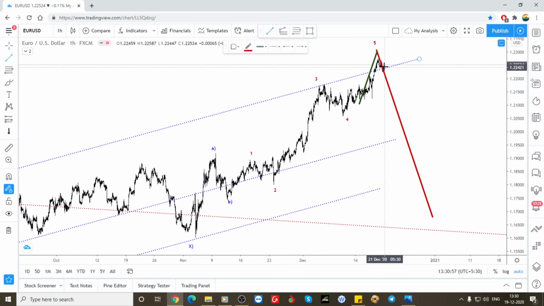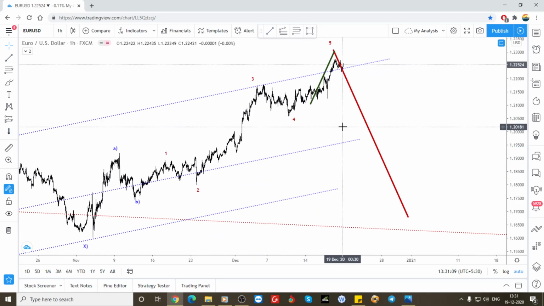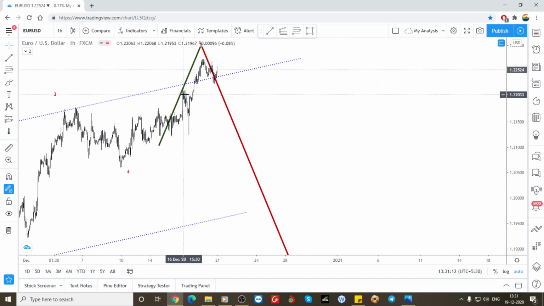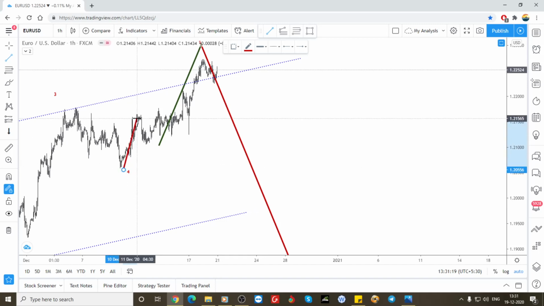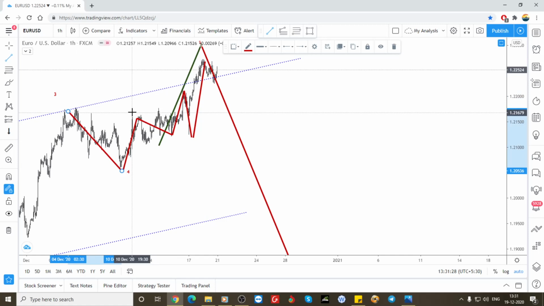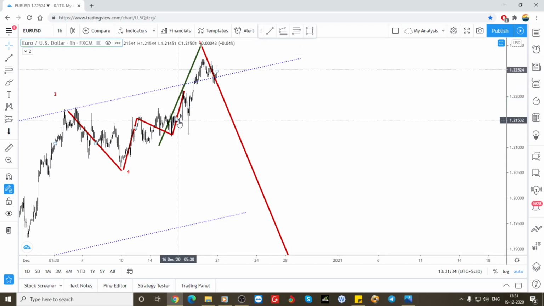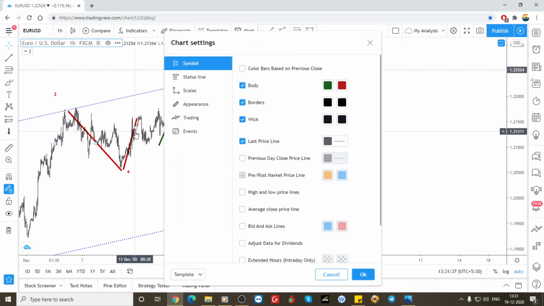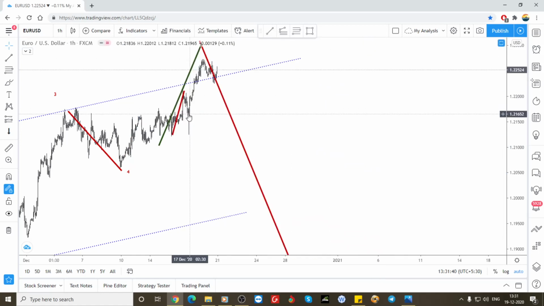So for me, it looks like this could be a D, if the DXY has ended there, maybe a lot of chances, because I took this ABC as a 1, ABC as a 2, ABC as a 3, ABC as a 4, and here this is the A and B and C. And then this one, this is the impulsive wave. So this is the 4, this is the A, B, and C. So this is also possible. And one more possibility is here.